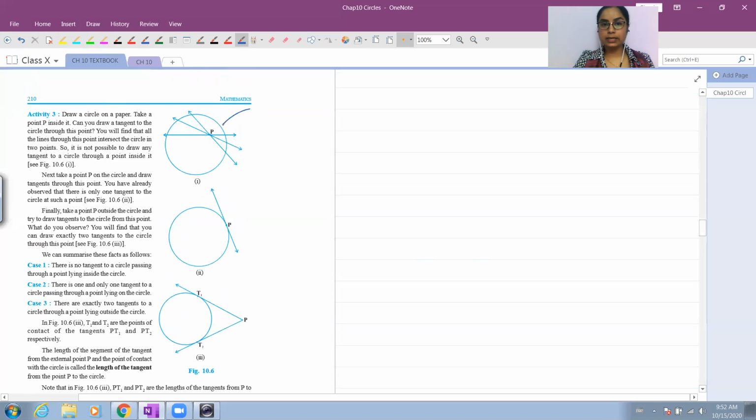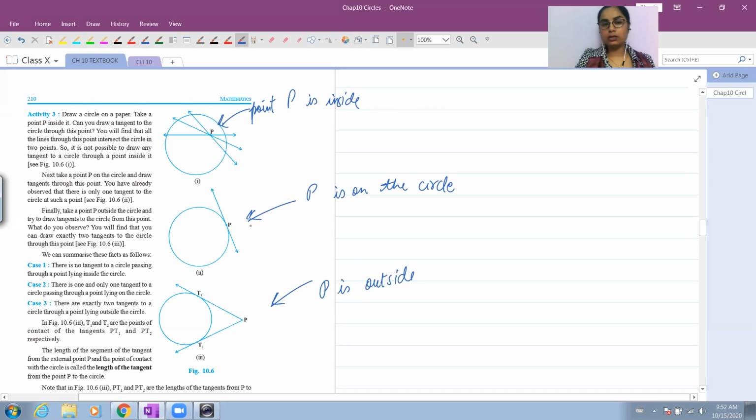Page 210, there are 3 figures given alongside all this description, and I would like you to observe that point P in the first one is inside the circle. And over here in the second one, P is on the circle, and in the last one P is outside the circle. What they are trying to do is draw lines through P, and see which of those lines becomes a tangent to the circle. When the point was inside, they tried drawing lines from there, but in the first figure, none of them is a tangent.